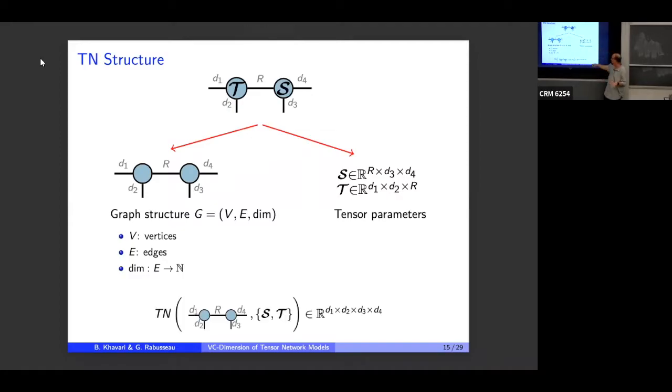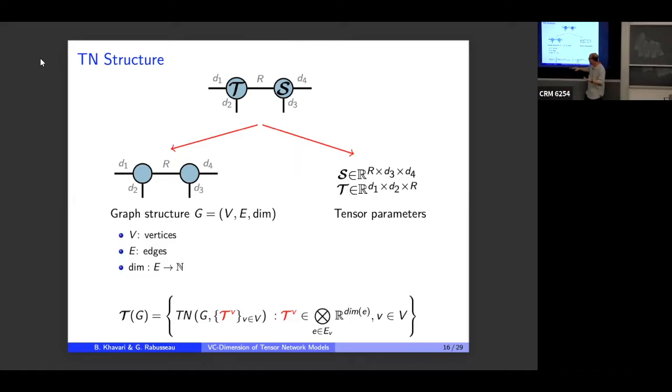And so now, just to introduce a little bit more formally the hypothesis class that we consider, with this notation we really consider a tensor network. To get the tensor from the tensor network, we combine the graph structure and we plug in some parameters. So here I have one tensor S of size R times D3, D4 to plug in here, and a tensor T of size D1, D2, R to plug in here. And when I combine the two, I get a tensor of size D1 times D2 times D3 times D4. So now that we have that for any graph structure, we can talk about the set of all tensors that I can realize by plugging any parameter that I want in this graph structure.